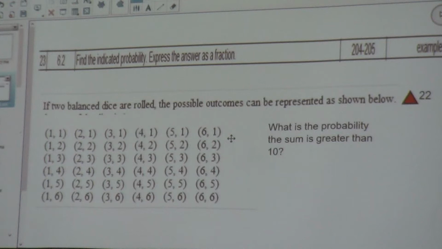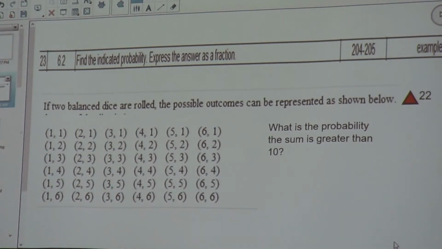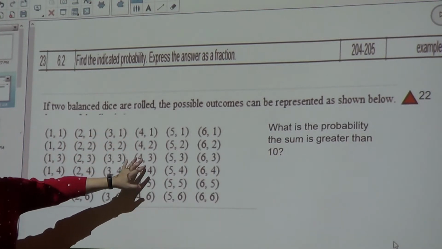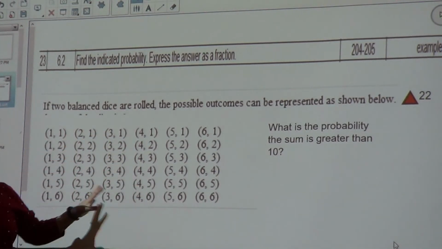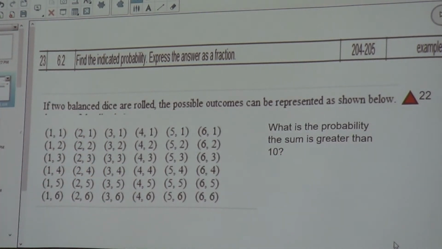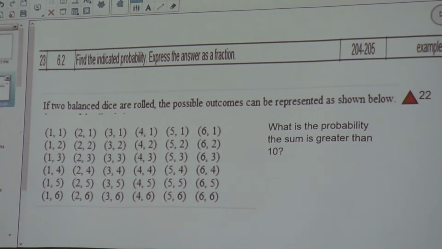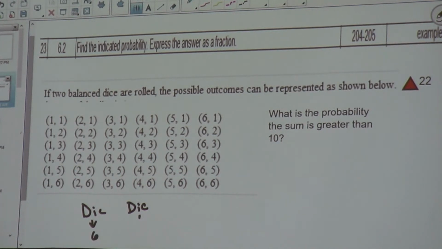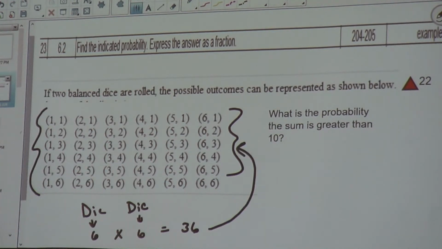All right, this one, probability. If 2 balanced dice are rolled, these are the outcomes. And y'all, I gave this on the test. How many are there? 36. Because remember, we have a die and a die. How many are on the first die? 6. How many are on the next die? 6. And 6 times 6 is 36. So this represents the 36 outcomes.